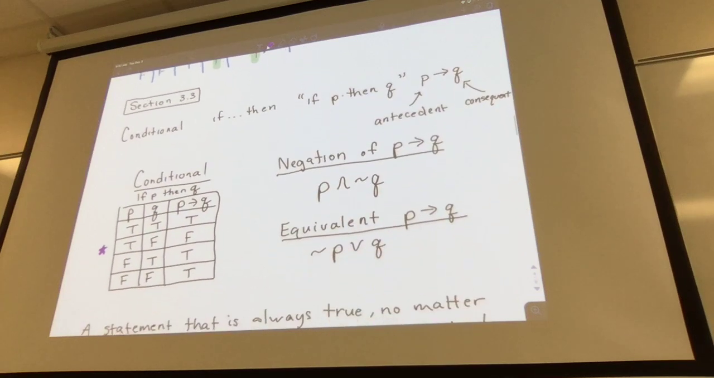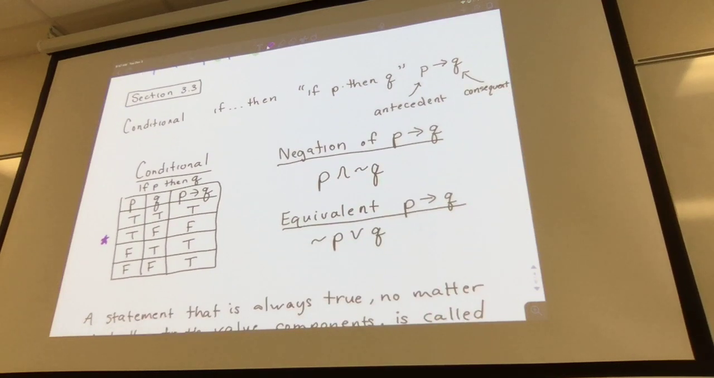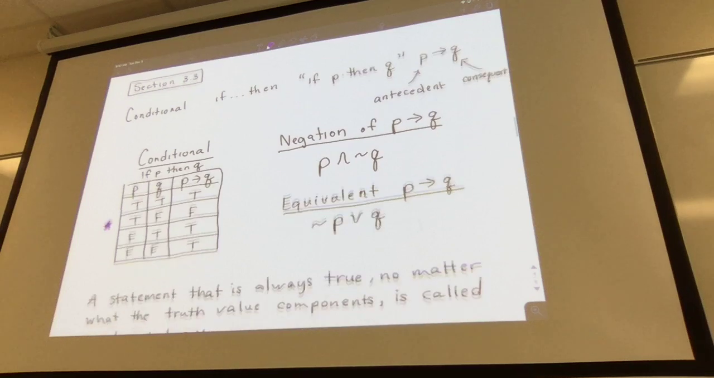All right, so the next thing, we're going to move to section 3.3 now, and this is conditional statements. We already took the time to write down if P, then Q. Sometimes that's also said if P implies Q, where P is the antecedent and Q is the consequent. We did the notation for that a little bit earlier. The negation of if P then Q is P and not Q, and what's equivalent to that is not P or Q. So that's just some previous information that we jotted down before we started.